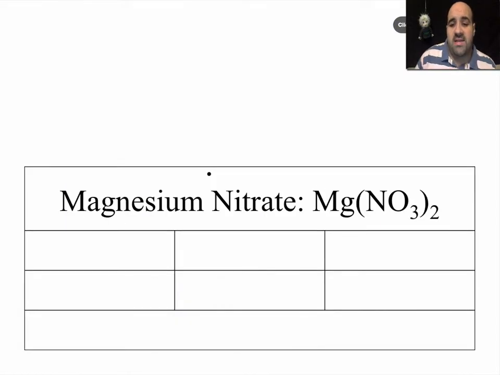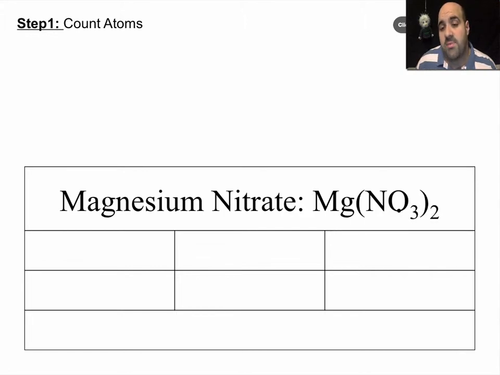So let's say we had magnesium nitrate, and again, this one's a little more challenging for counting atoms, but we can do it. First thing is to count atoms. Magnesium, how many do I have? 1. This 2 over here only applies to the parentheses that's directly before it. How many nitrogens? 2, because this 2 applies to the whole parentheses. It's like saying we have 2 of these. And how many oxygen? Well, this 2 applies to the parentheses. You have an O3 in here, but we have 2 O3s, so we have 6 oxygen.